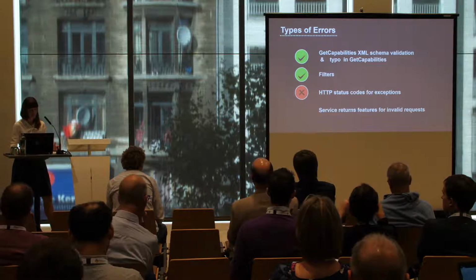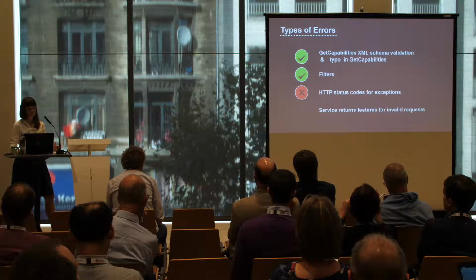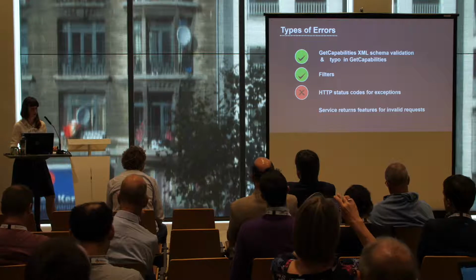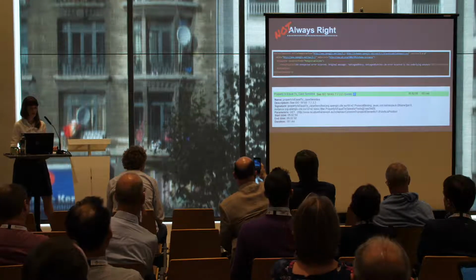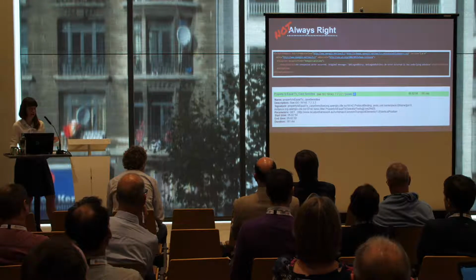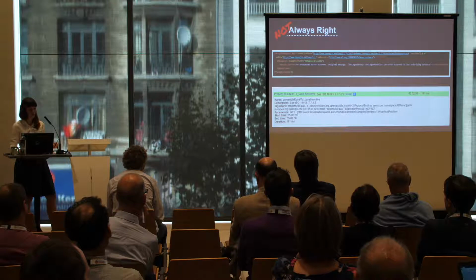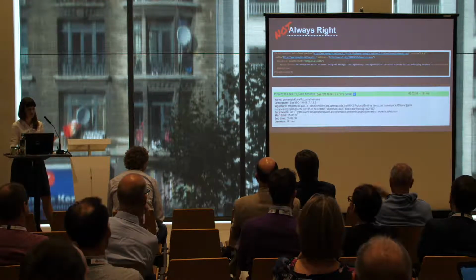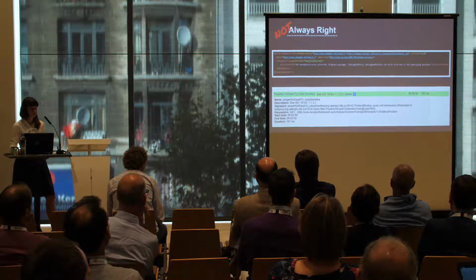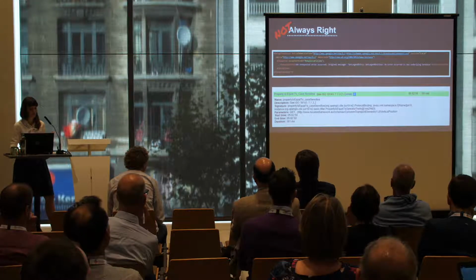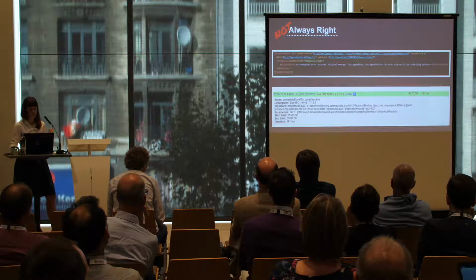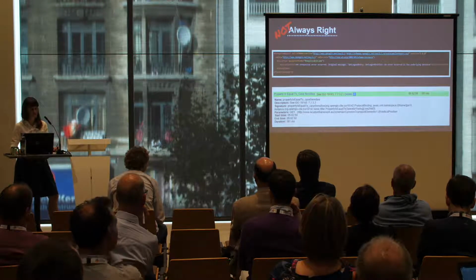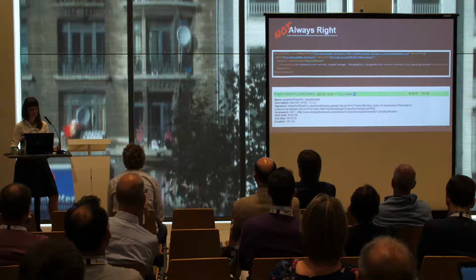And the next type of error is that the service returns features for invalid requests, and it's not fixed yet. We don't know how to solve it yet. And we should bear in mind that the validator doesn't have to be always right, because on the bottom picture, you can see that for the filter property is equal to sensitive, the validator thinks that it's correct, but we knew that you don't receive any data, you receive an exception.